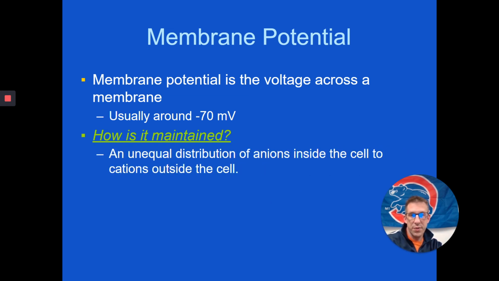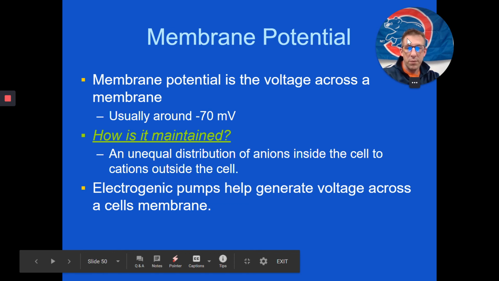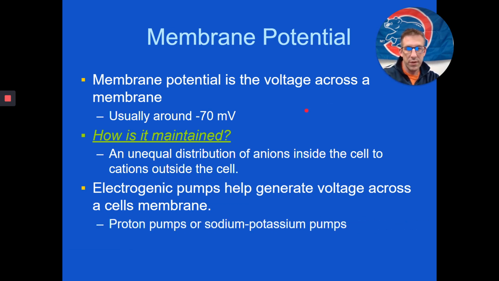There's an unequal distribution of charge. There's also an unequal distribution of anions and big proteins that are negatively charged inside the cell versus cations outside of the cell. Okay, so these electrogenic pumps, the sodium-potassium pumps, help to generate that voltage across the cell membrane. Okay.